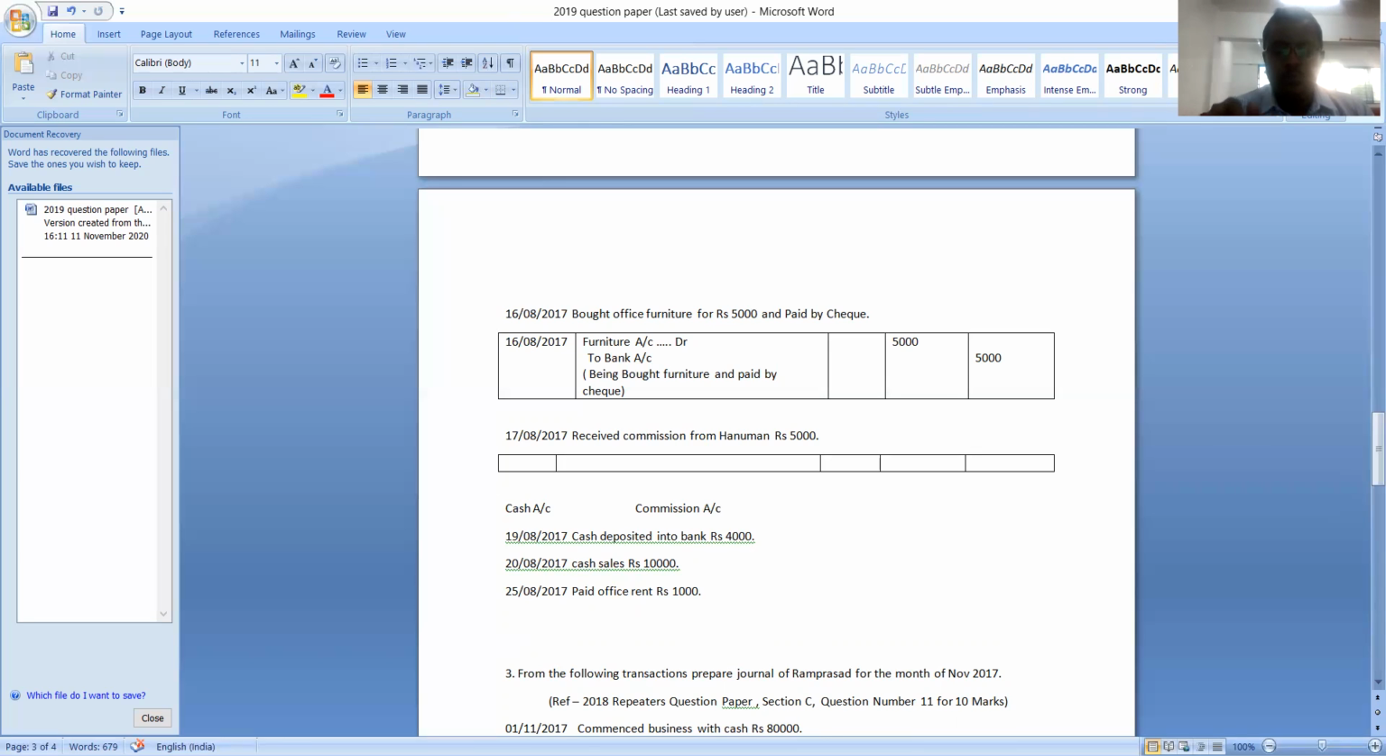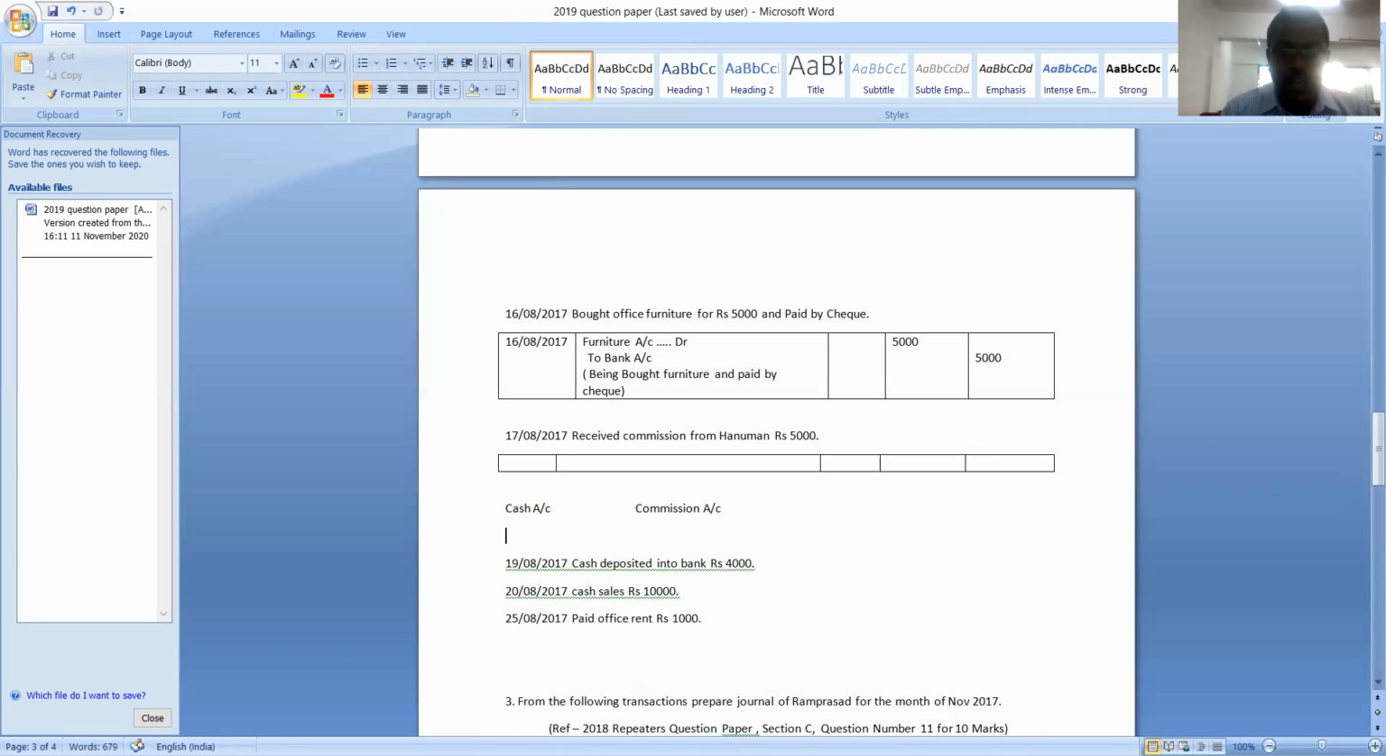So here now, cash account is which account? Cash account is real account. Commission account is which account? It is nominal account. Suppose instead of taking commission account, if you took Hanuman's account, yeah, it is completely wrong.